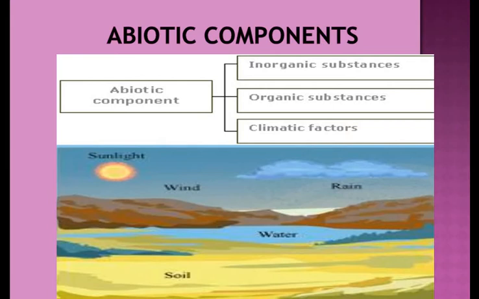You all know that plants need sunlight and carbon dioxide to make their food, and in turn they give us oxygen and the food by which we survive. We are dependent on the plants, and the plants are dependent on the abiotic components. So if abiotic components are not there, the survival will be difficult.